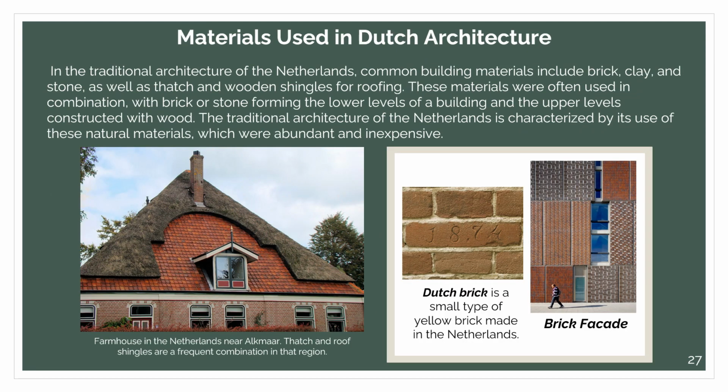In the traditional architecture of the Netherlands, common building materials include brick, clay, and stone, as well as wooden shingles for roofing. These materials were often used in combination, with brick or stone forming the lower levels of a building and the upper levels constructed with wood. The traditional architecture of the Netherlands is characterized by its use of these natural materials, which were abundant and inexpensive.